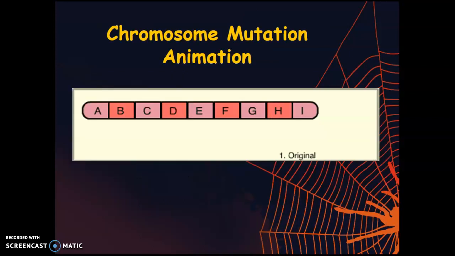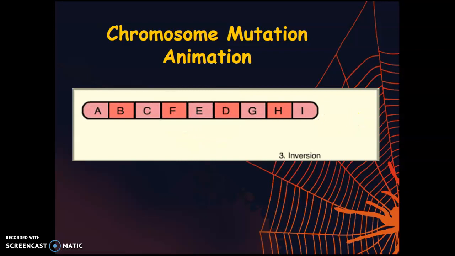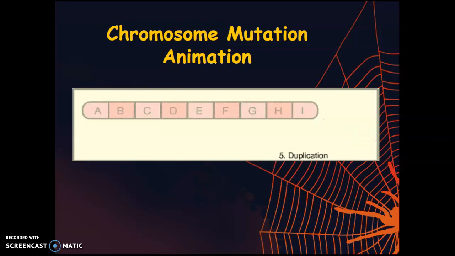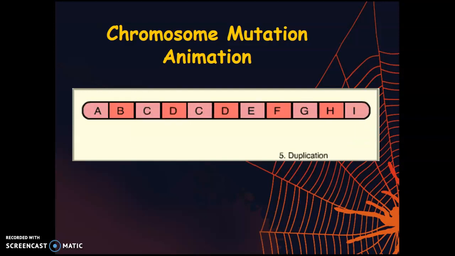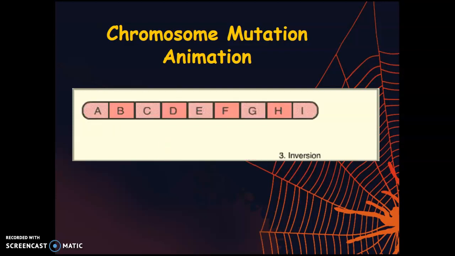So a quick animation. Here's the original chromosome, and we'll walk through each of them. So inversion is if the chromosome is flipped. Notice a piece broke off and flipped. Translocation, a piece broke off and attached to another different chromosome. Duplication, we have an extra piece added. Here's our original again. Deletion, we lost a piece. And this just rolls through a couple of times. Notice the flip for inversion.